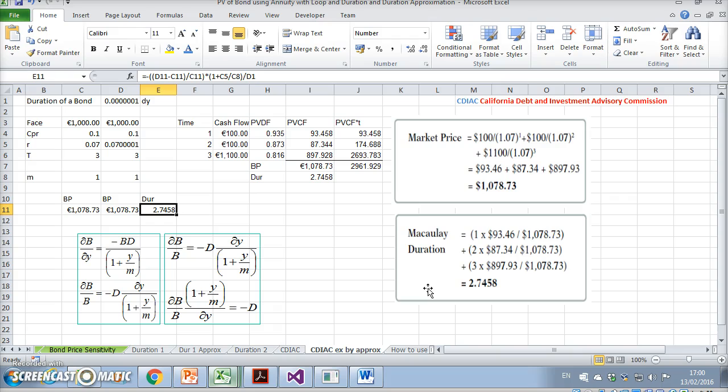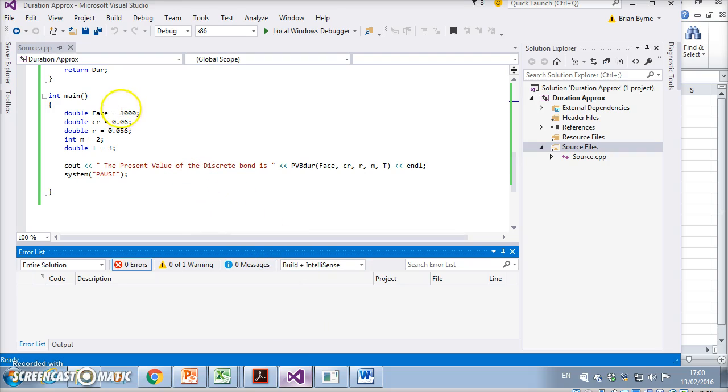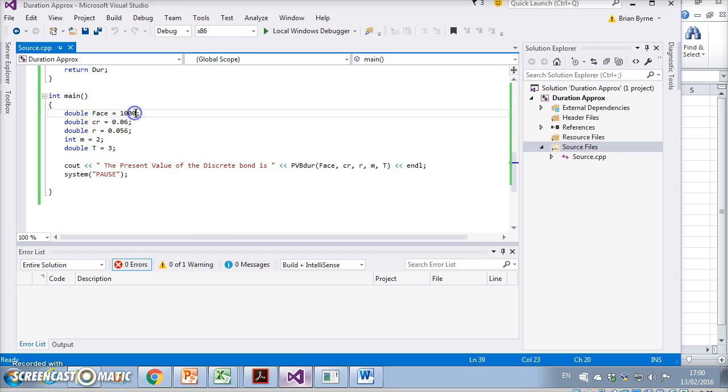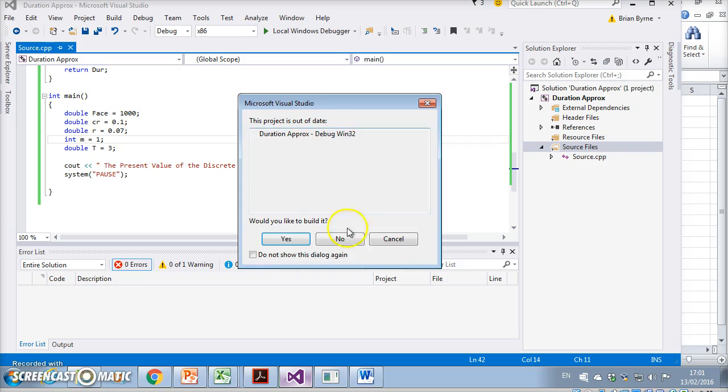So if we keep in mind what the figures are here for the coupon rate and discount rate and the time period in M, we can go into our function. So it's the same, we're basically saying face value is 1000. The coupon rate was 10%. The discount rate was 7%. M was going to be taken as being 1, and for 3 years. So let's just estimate.